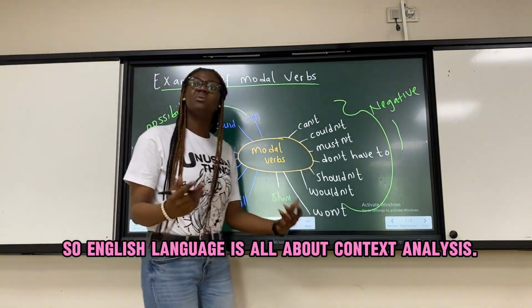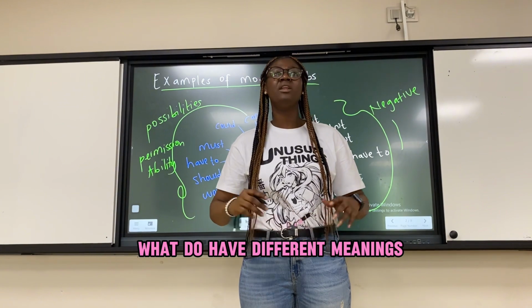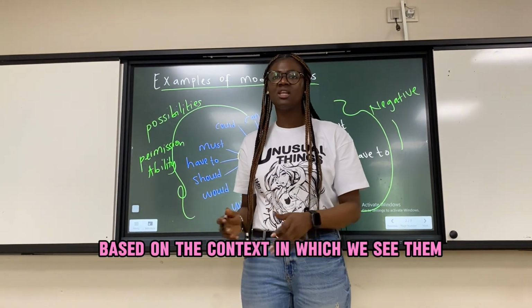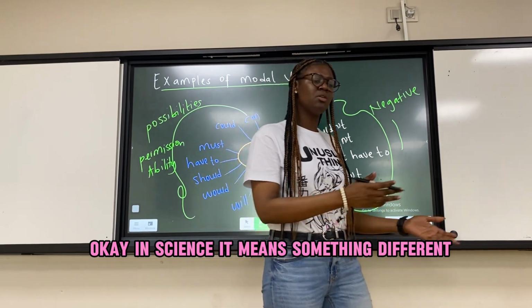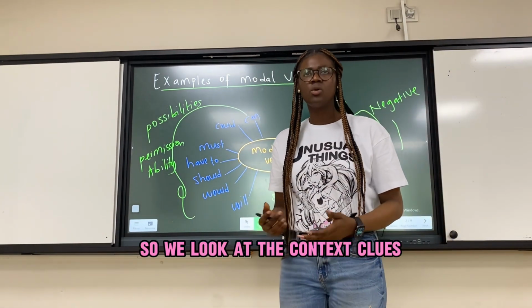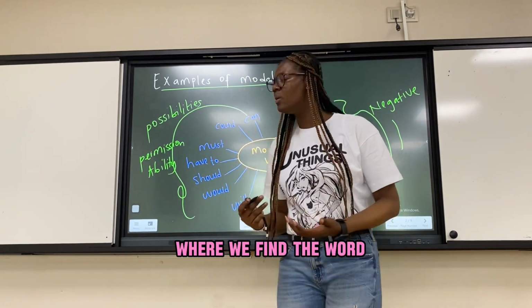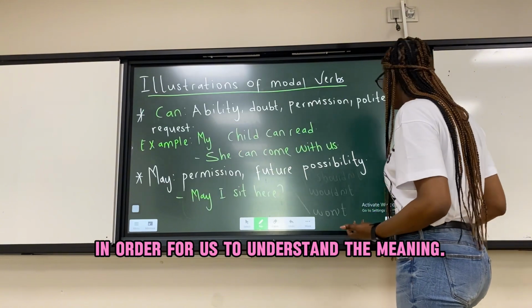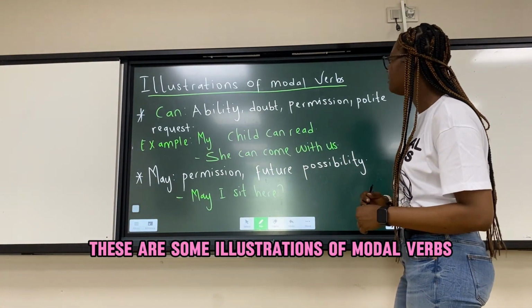So English language is all about context analysis. Words do have different meanings based on the context in which we see them. Okay? In science, it means something different. In history, it means something different. So we look at the context clues, we look at the environment where we find the word in order for us to understand the meaning. These are some illustrations of modal verbs.